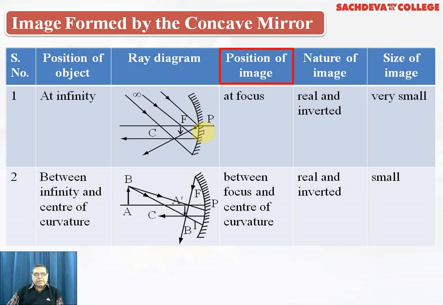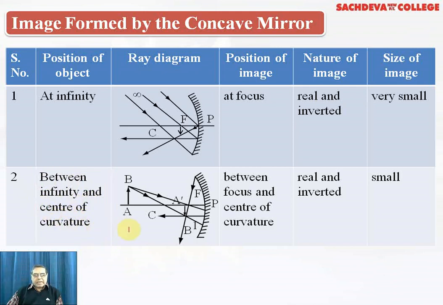So the position of the image will be at focus, and the nature of the image will be real because it is in front of the mirror, and it will be inverted. And the size of the image will be very small because the object at infinity will be very large. Now next is the second part, that is between infinity and center of curvature.